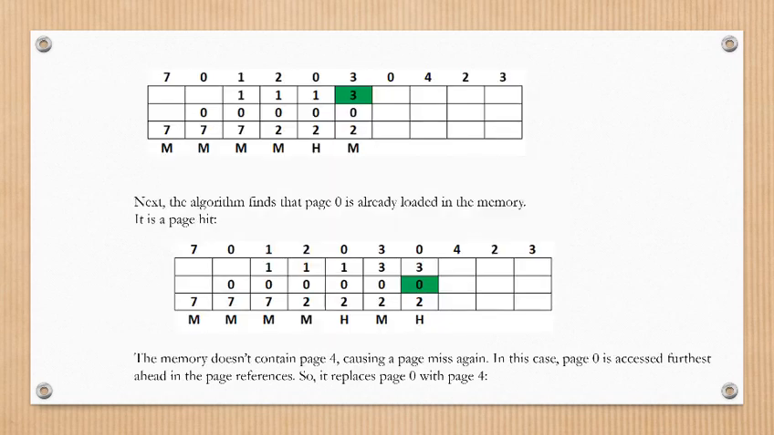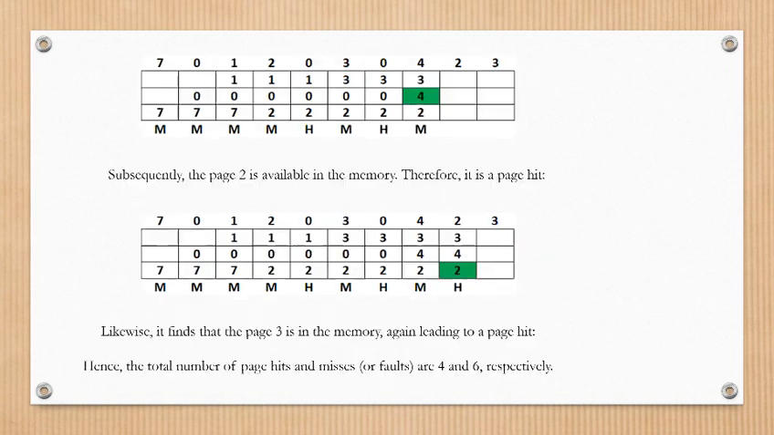Next, the algorithm finds page 0 is already loaded in the main memory, hence again it is a page hit. The main memory does not contain page 4, causing a page miss again. In this case, page 0 is accessed furthest ahead in the page references, so it replaces page 0 with page 4. Subsequently, page 2 is available in the memory, therefore it is again a page hit. Likewise, it finds page 3 again in the main memory, again leading to a page hit.